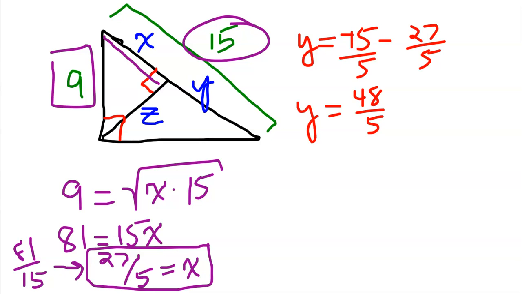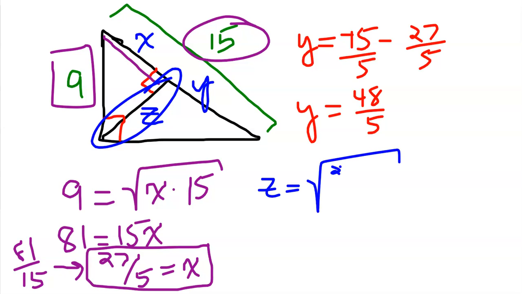And now, in order to find the length of z, it is just the geometric mean of the two segments that the altitude cuts the hypotenuse into. So z is equal to the square root of 27 over 5 times 48 over 5. Now we're going to do a little bit of reshuffling of these factors and how we multiply 27 times 48 because it's going to give us a way to simplify this easier. So 27 is 3 times 3 times 3, and 48 is 16 times 3, or 2 times 2 times 2 times 2 times 3.